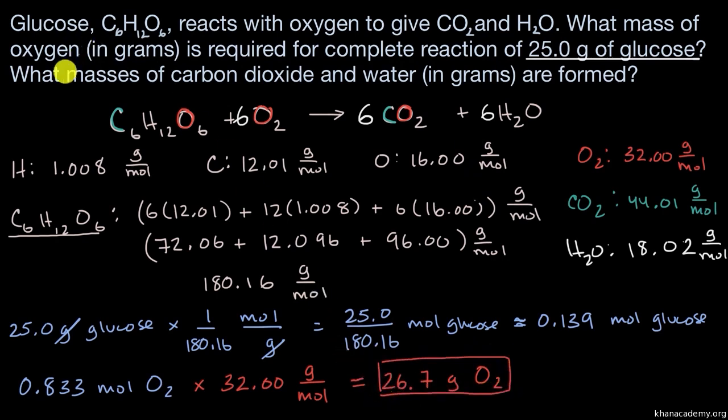And then the next question is, what masses of carbon dioxide and water in grams are formed? Remember, for every 1 mole of glucose, we needed 6 moles of molecular oxygen, and we produce 6 moles of carbon dioxide, and we produce 6 moles of water. So this is the number of moles of glucose we input into the reaction. 6 times that was this. So this is actually also the number of moles of carbon dioxide or water that we're going to produce.